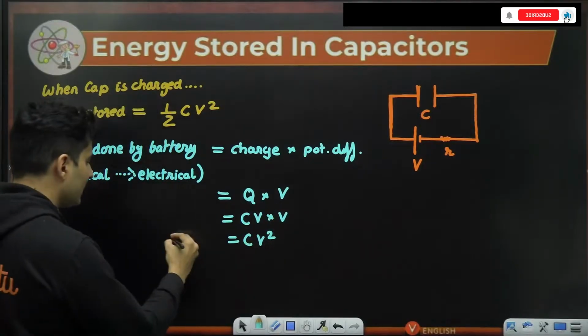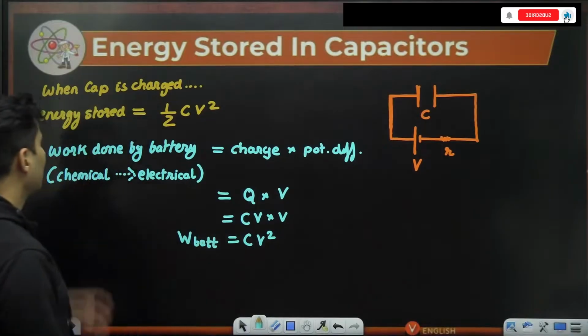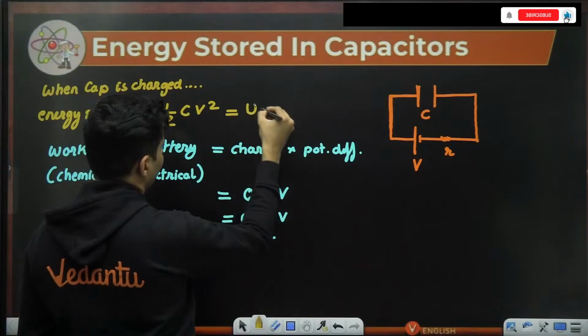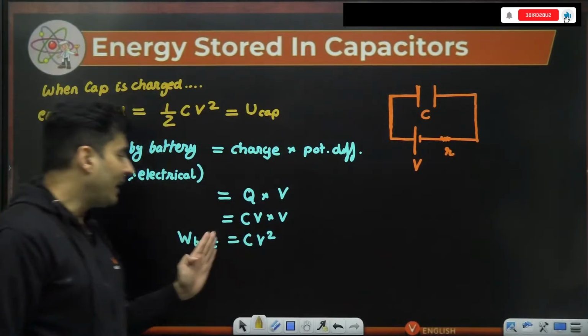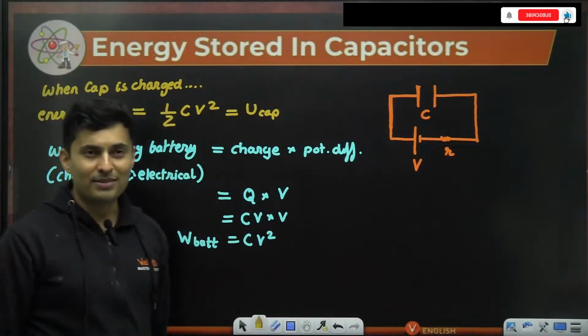So this is the work done by the battery. This is the energy which is stored in the capacitor. Now there is a problem clearly. Battery did CV square work. Capacitor stored half CV square.